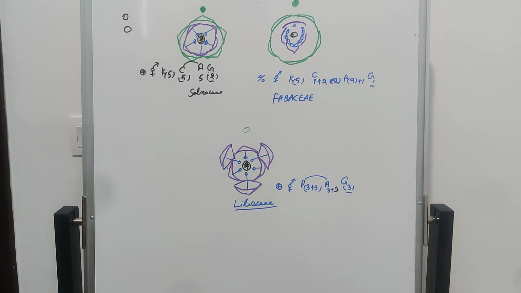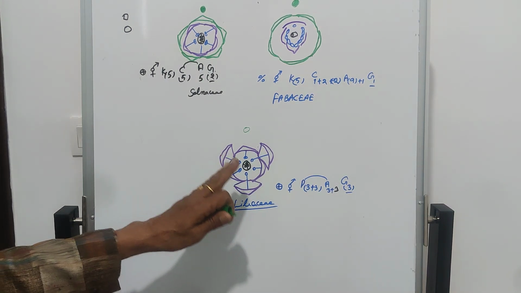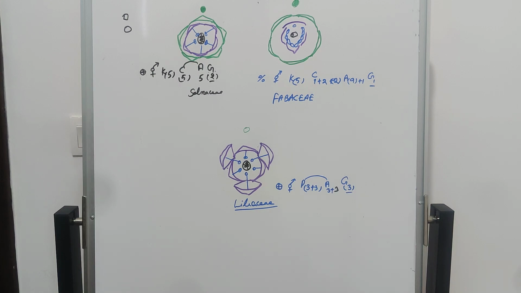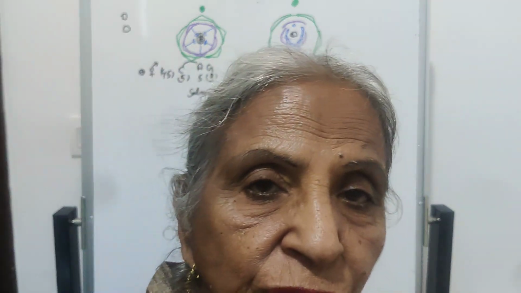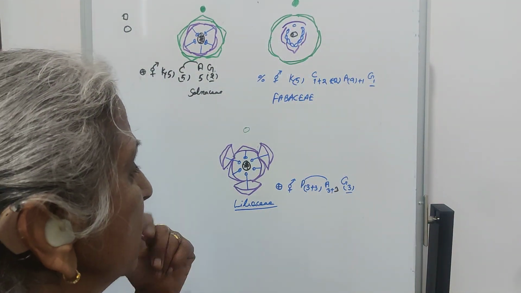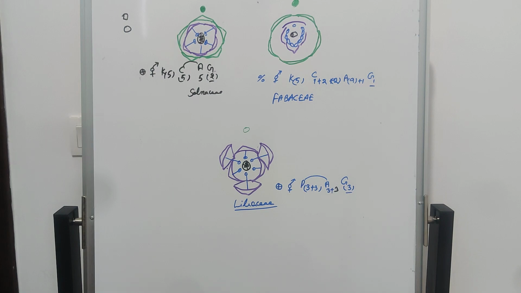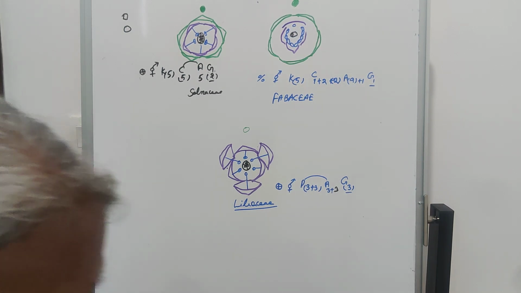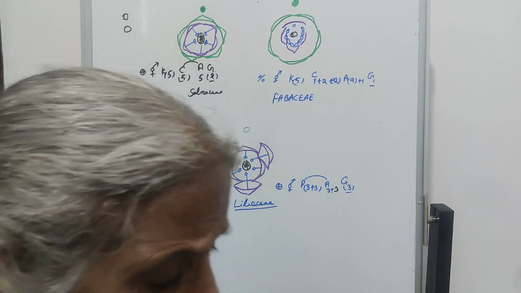This is all about family Liliaceae. In the family Liliaceae, tepals are there in 2 rows, 3 and 3, and stamens are arising from the tepals. The condition is epiphyllous, and the ovary is trilocular and tricarpellary syncarpous. This is all about family Liliaceae. Examples: lily flower, onion, garlic, these all belong to family Liliaceae. So this is all about floral diagram.